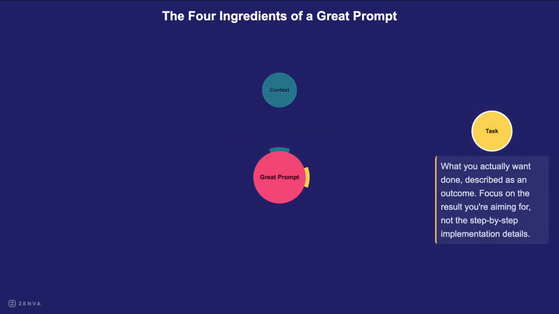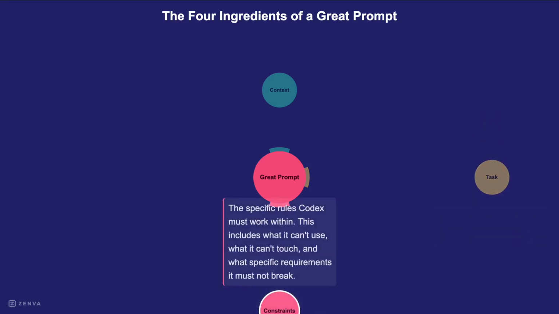Next, clearly define the task. This is what you want Codex to do, described as a specific outcome, not step-by-step actions. Focus on the results you want, letting Codex find the best way. Then come constraints, the specific rules Codex must follow. These tell it what not to use, touch, or break. By setting clear limits, you guide Codex to make results that fit your project's rules.